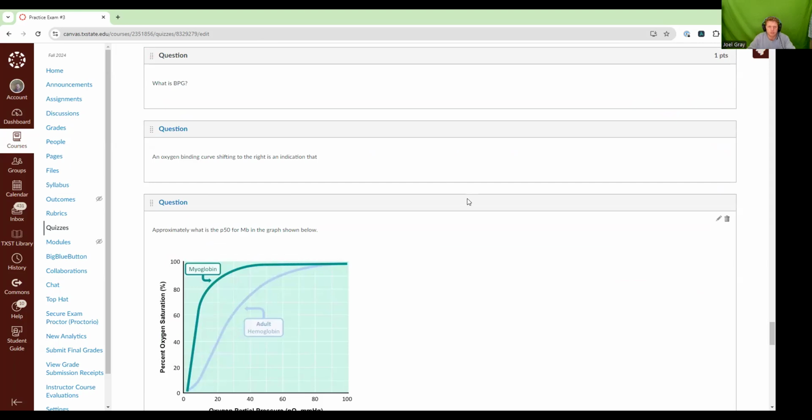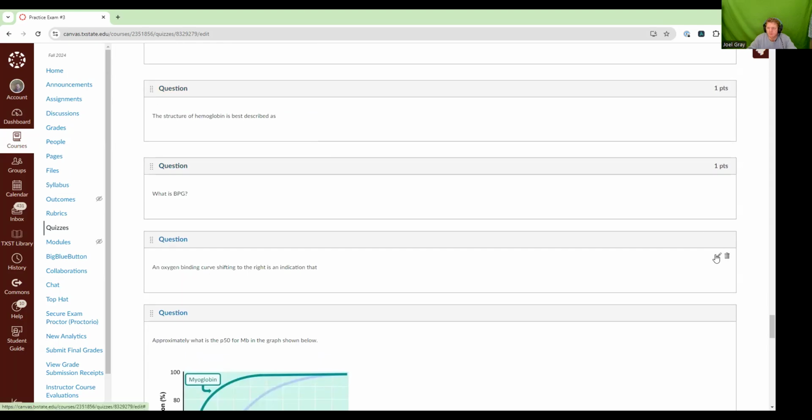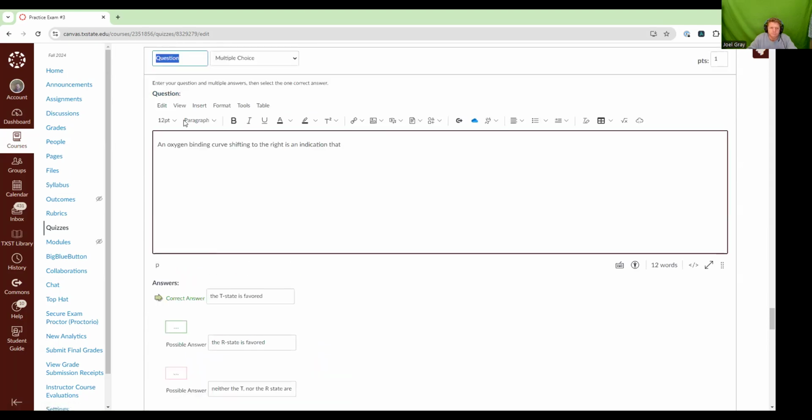Now, if you remember in lecture, we talked about BPG and its role and its affinity for, or lack of affinity for fetal hemoglobin. In addition to that, where it fits, it favors that T state because that's where that central cavity is going to be found. I'm just kind of scrolling ahead to see how many questions I have left.